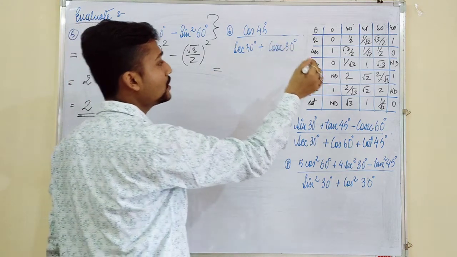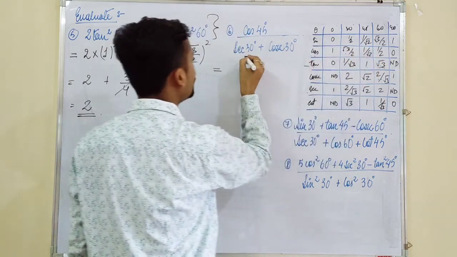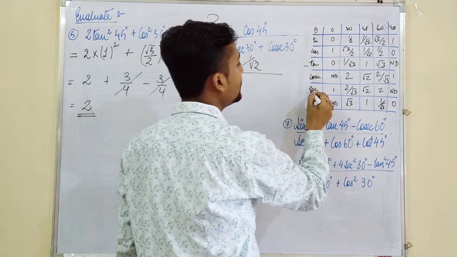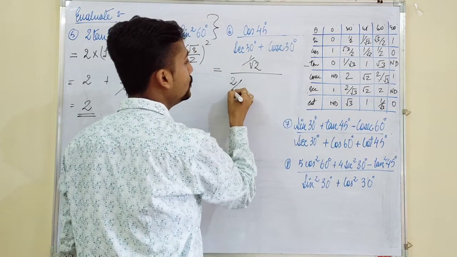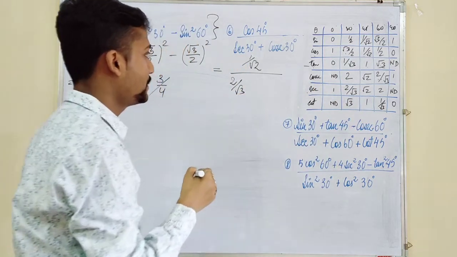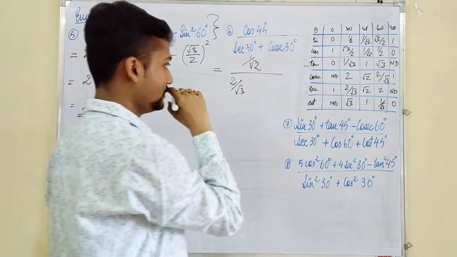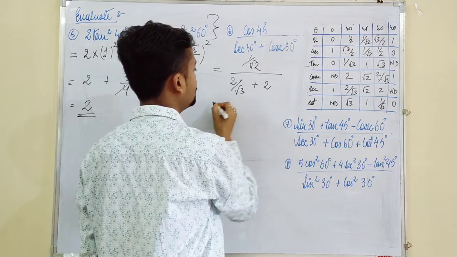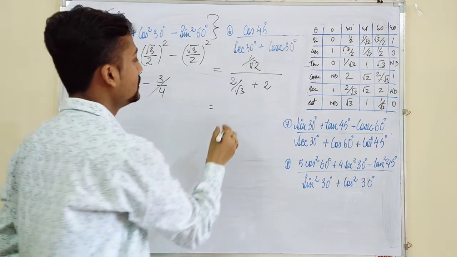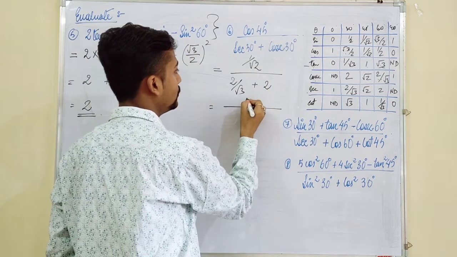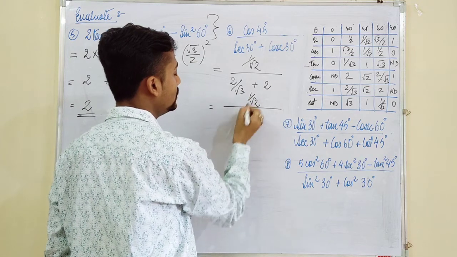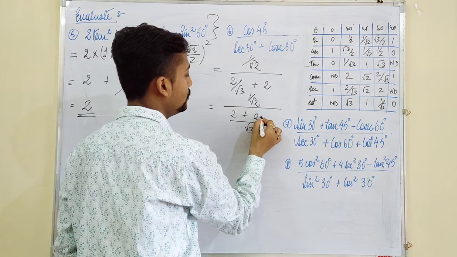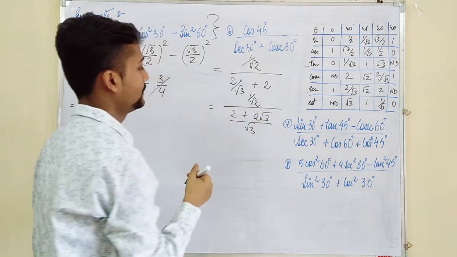Cos 45 is 1 by root 2. Sec 30 is 2 by root 3, plus cosec 30 degree. Cosec 30 degree is equal to how much? Plus 2. Okay, so what will be the value? So 1 by root 2 will remain 1 by root 2. This will become root 3, 2 plus 2 into root 3.